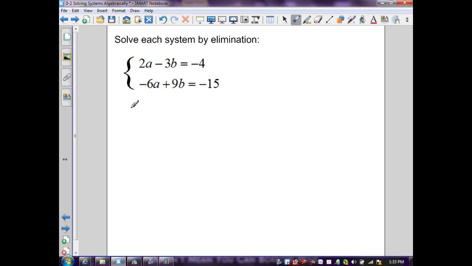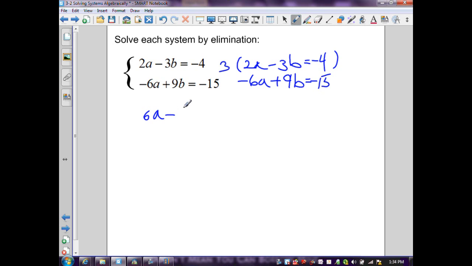Our next example, we have 2a minus 3b equals a negative 4, and a negative 6a plus 9b equals a negative 15. Here I can get these to be opposites just by multiplying the top by 3. When I do that, that's going to give me 6a minus 9b equals a negative 12. And below, I'm going to just bring the equation over, a negative 6a plus 9b equals a negative 15.